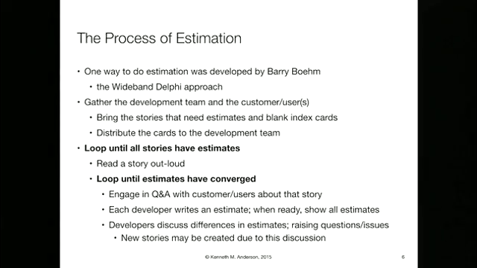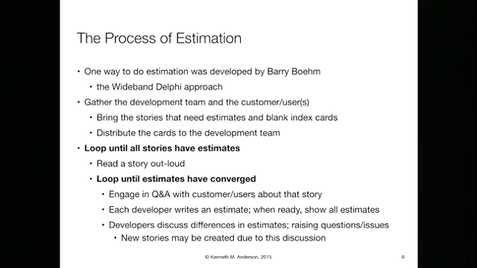The first thing you're going to do is generate stories, and there's all sorts of techniques for brainstorming stories that we can talk about in a different lecture. But you'll be generating and brainstorming all the different stories that you want this system to have. And again, just think story equals requirement. So all the requirements we want this system to have. You get all of the stories that need estimates and some blank index cards, and you start to distribute the cards to the development team.